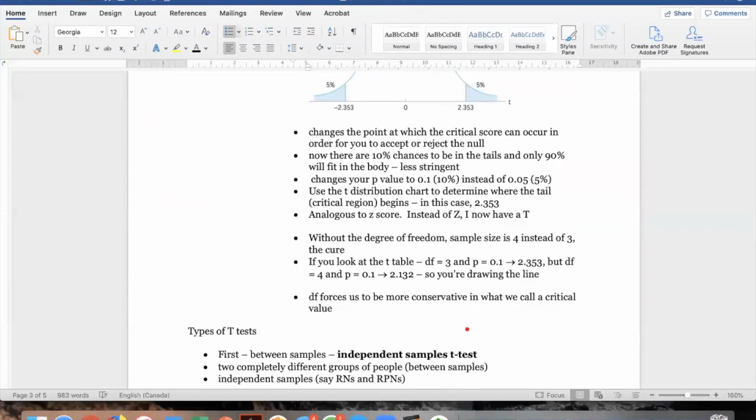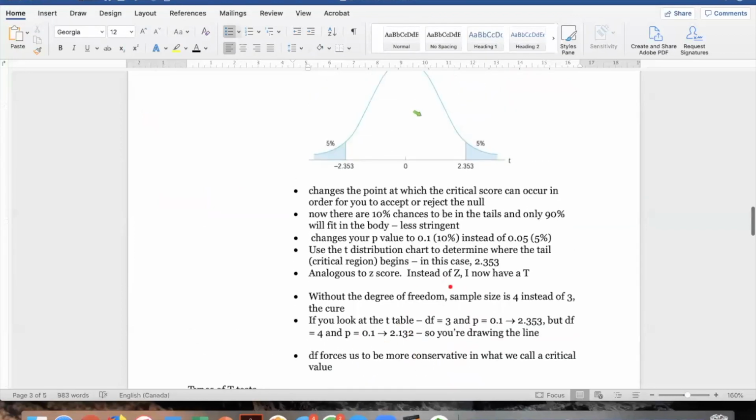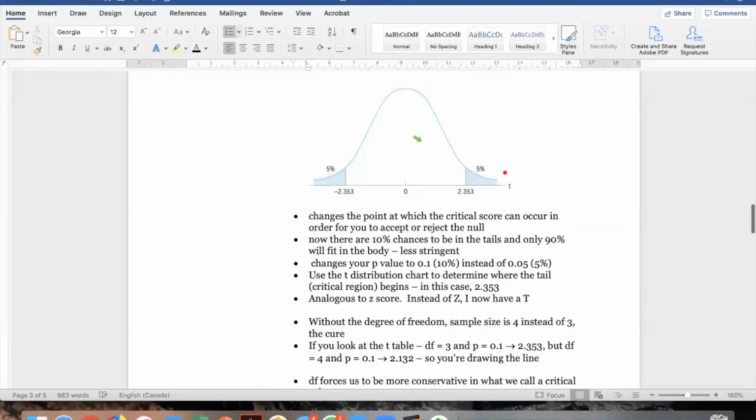So basically, it changes the point at which your critical score can occur in order for you to reject or accept the null. So if your critical score, which is what you're going to get when you perform your t-test, you're going to get a critical t-score. And where that critical t-score sits on this distribution is going to tell you whether or not it's significant. If it sits here, it's within that 95%. It is not significant, so you're going to accept the null. There is no relationship between these two things.